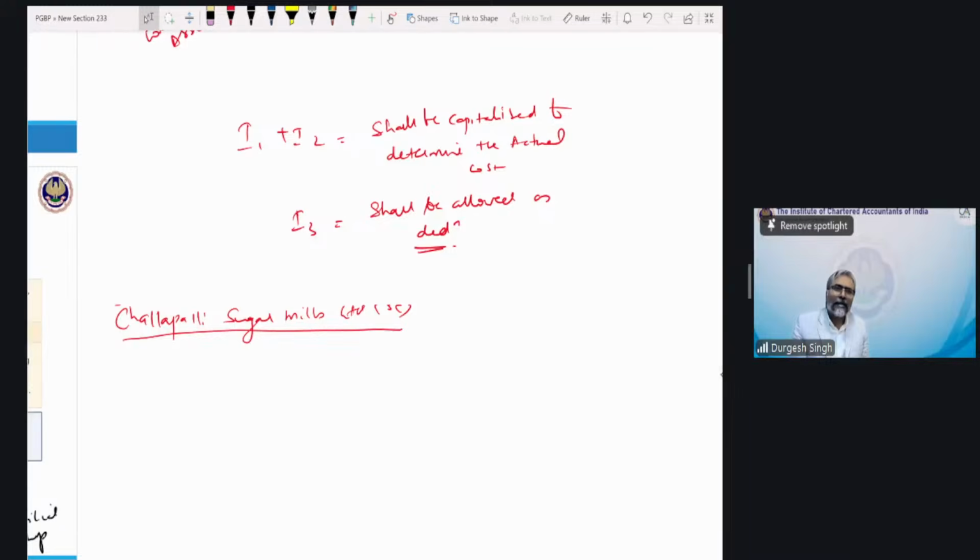Therefore, the expenditure should have a nexus with the process of construction or acquisition, till the time the asset is put to use.